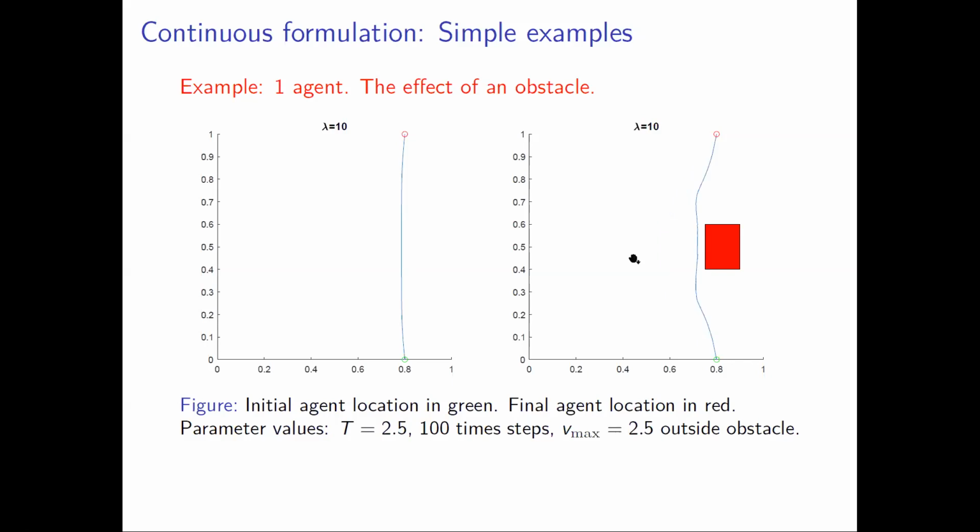And finally, just briefly, a very simple example of an obstacle. The left picture has no obstacle. The agent tries to move in a more or less straight line because lambda is very large. In the right picture, we have an obstacle, and the agent deviates around it. So we can include obstacles here too.